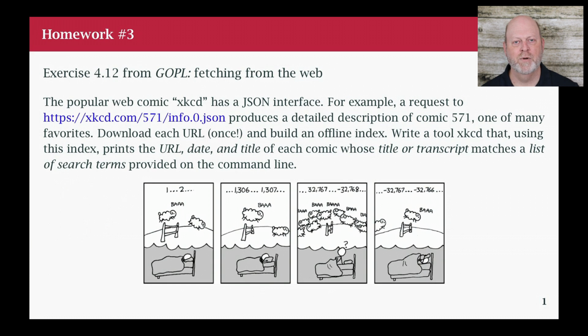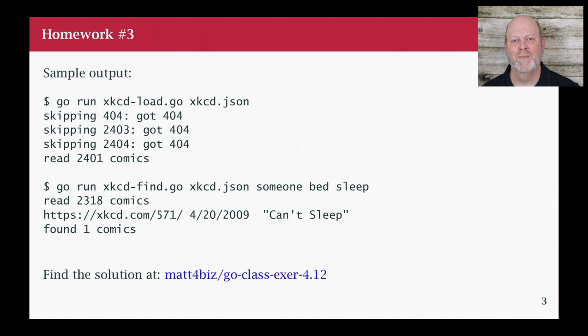So if I want to find, for example, this cartoon which describes someone sleeping, then I want to be able to put in words like someone, bed, sleeping, and have it find me this cartoon. So on this slide I have an example of what the output looks like, right? There's two programs. The first program will download, so it'll go out there and read and write to a file, for example, until there aren't any new cartoons to pull down. And then the second program is the one that'll search that data, right?